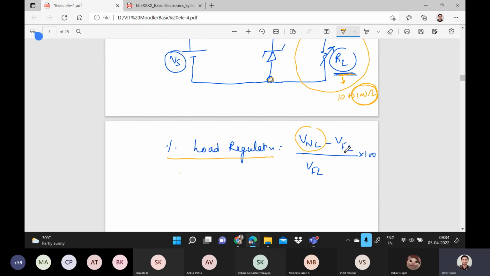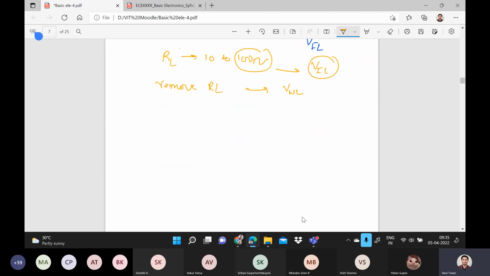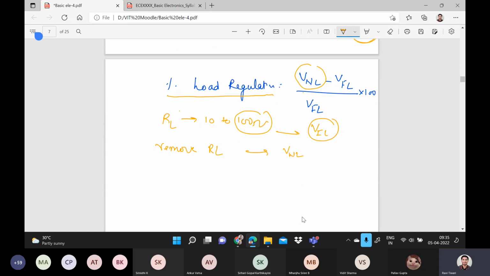Either they will give you the load. Suppose they say RL is varying from 10 to 100 ohm. So what you have to do? You have to consider this 100 ohm and find the voltage across this diode. So that will give you the V full load. No load means what? You remove this RL and find the V no load. Understand? Okay, let's see one more numerical.